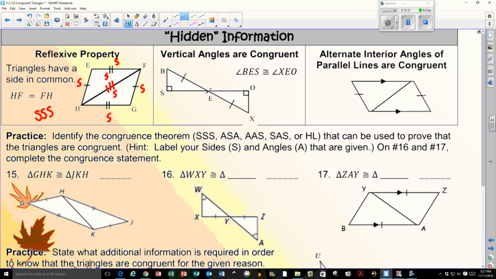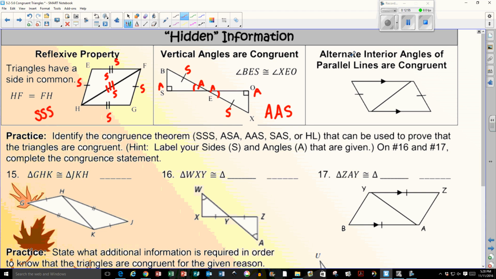Vertical angles, you know that vertical angles are always going to be congruent. That's a given. That's something they expect you to know. So this angle goes with this angle. This side goes with this side. And the angle here goes with the angle here. So I would have two angles and a random side. So these two triangles are congruent by angle, angle, side.